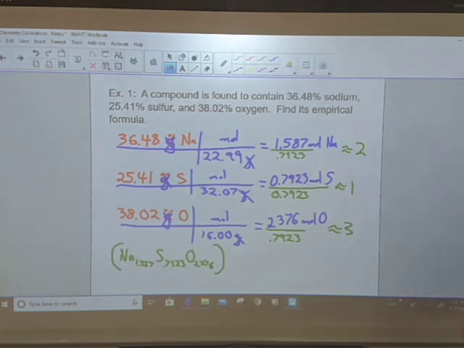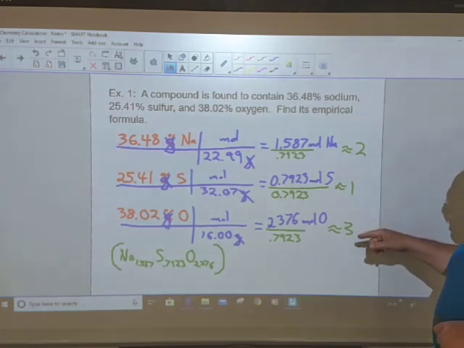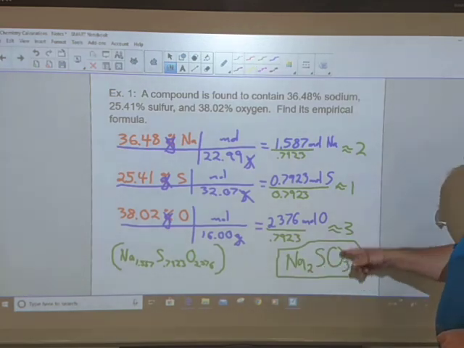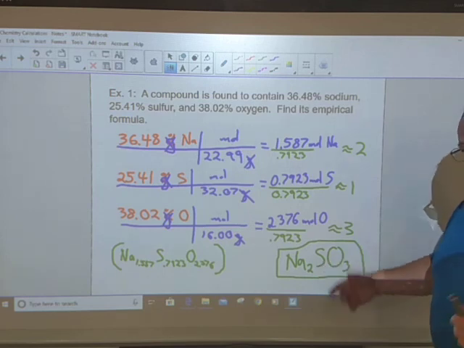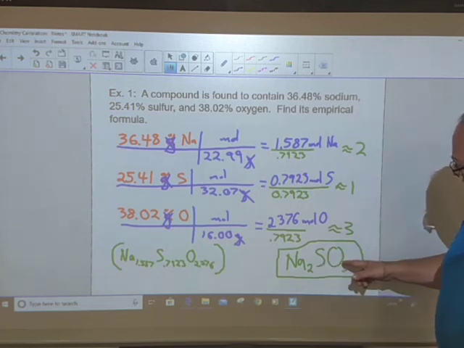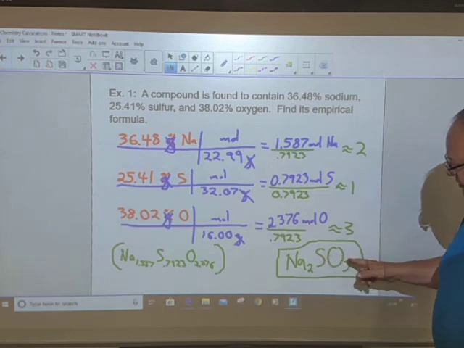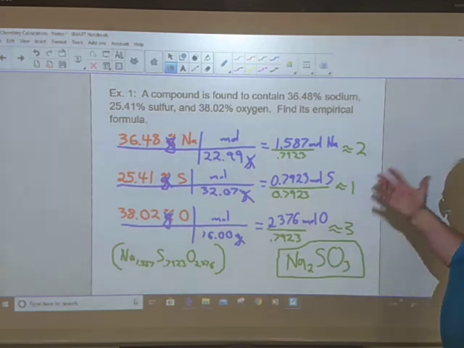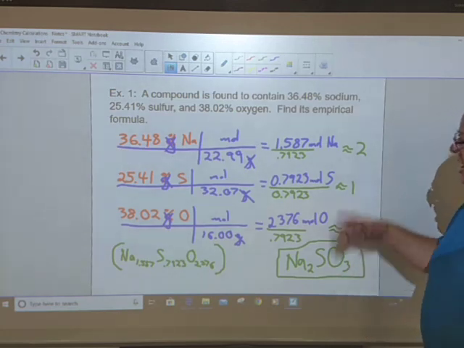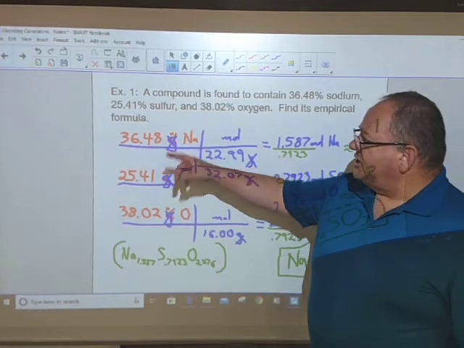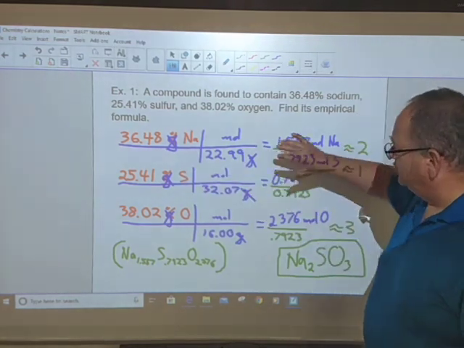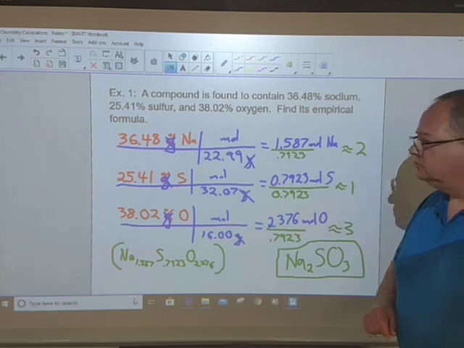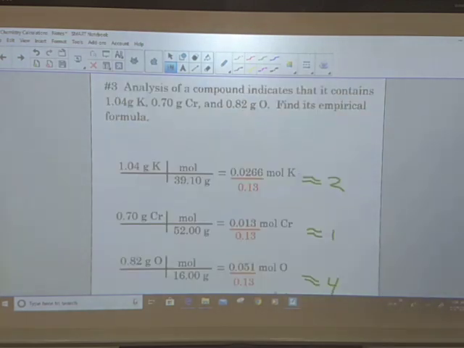2 to 1 to 3, hey, that's a much better mole ratio to work with. Na2S1O3. Oh, and I can put a name to that. Gee, I know that's a sulfite ion, sodium sulfite. Boy, if I can put a name to it, I'm feeling pretty good about what I just did. These are the steps. We changed the percents to grams, we changed grams to moles, we simplified the mole ratio, and we wrote a formula. Okay?